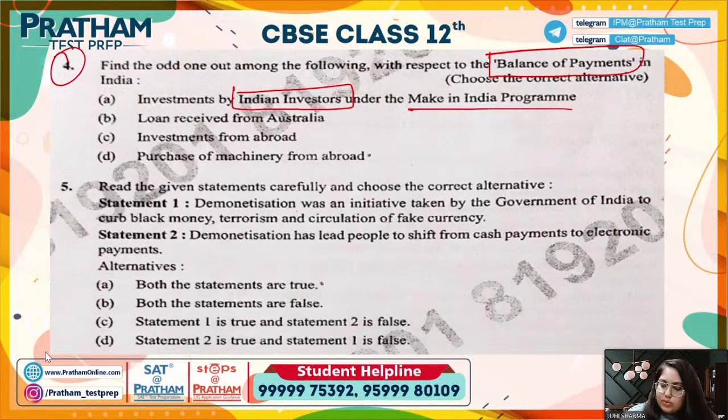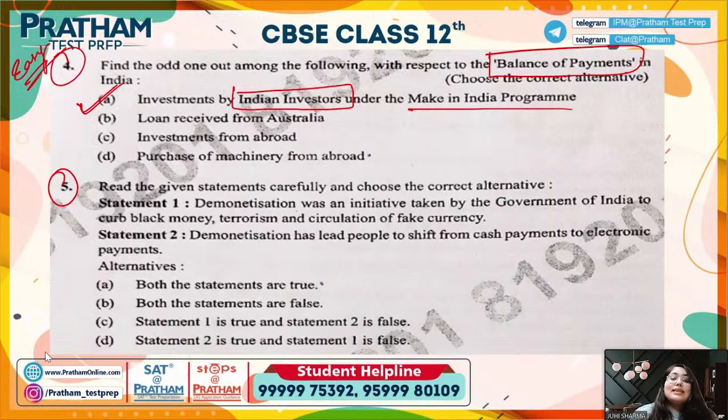So if you observe closely, this is a pretty easy question. And if you observe closely, option A in itself is the odd one out. Why? Because an Indian investor who is investing in India, we would not include that in the exports and imports of BOP, right? Because with the Indian investor, we would not include that. So option A is the incorrect option, or we would say option A is the odd one out over here.